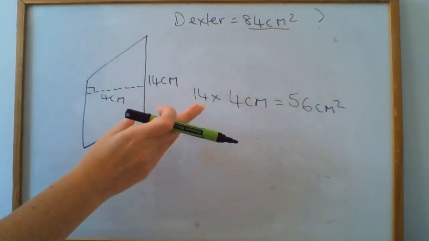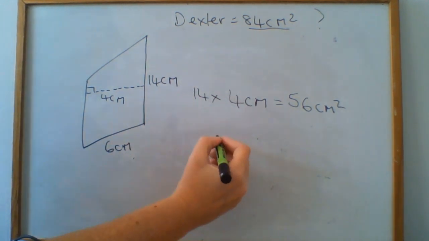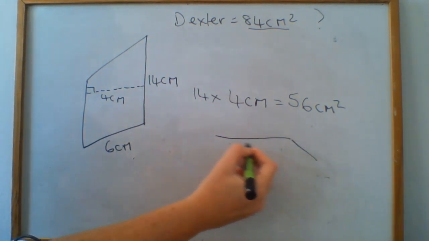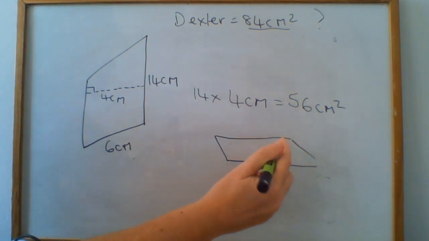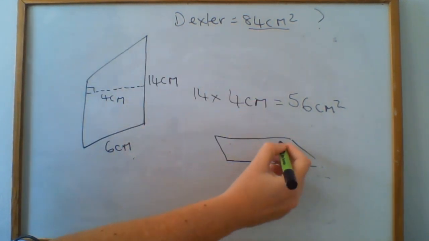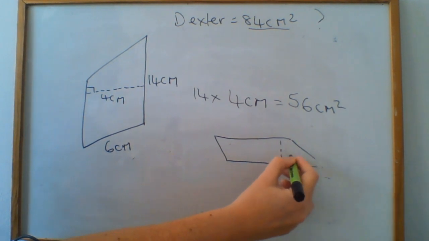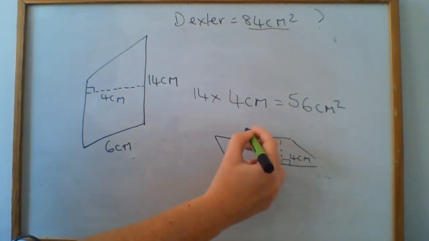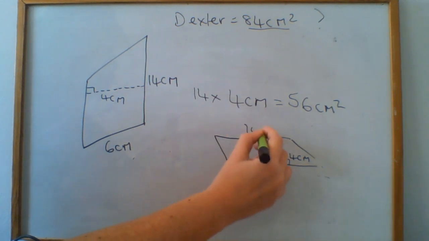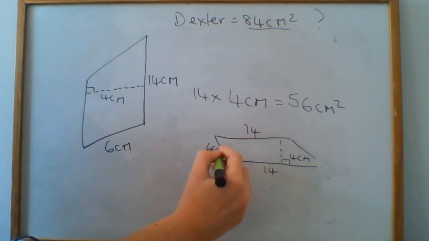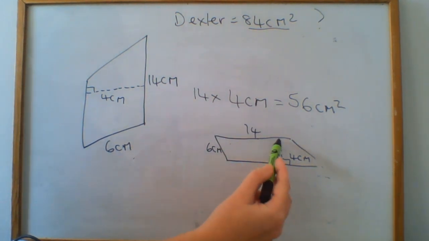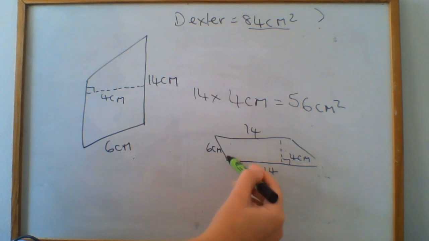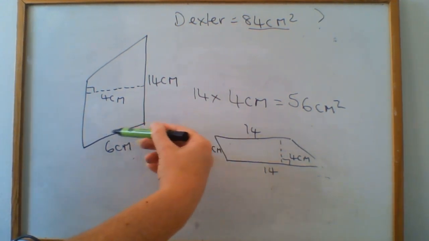If you flip this over, you might be able to see more clearly why Dexter is wrong. I haven't drawn that very well, but imagine that's flipped over and you've got your perpendicular height here of 4 centimetres and your base of 14, and this would be your side here at 6. So you can see maybe clearer there that your height of your parallelogram is 4. It's not 6. 6 is just the length of that side, okay?